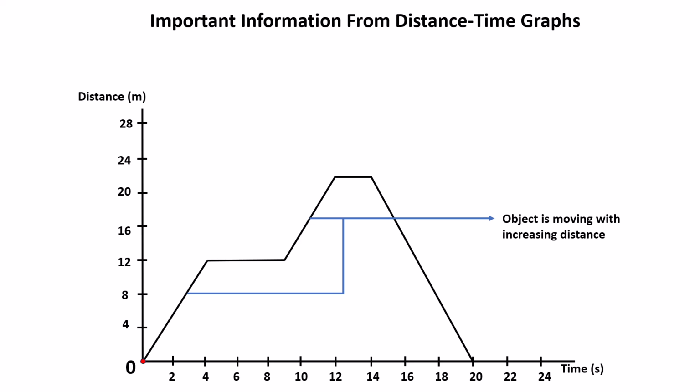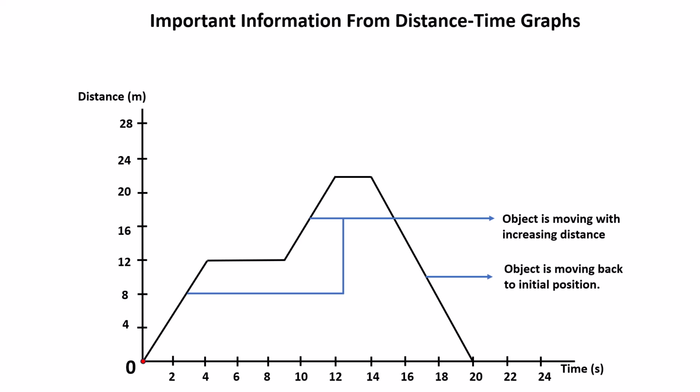An upward sloping line shows that the object is moving away from its starting point, meaning its distance is increasing as time progresses. Conversely, a downward sloping line represents the object returning toward its initial position, indicating decreasing distance. The steepness of these slopes determines the speed. Steeper lines correspond to higher speeds.